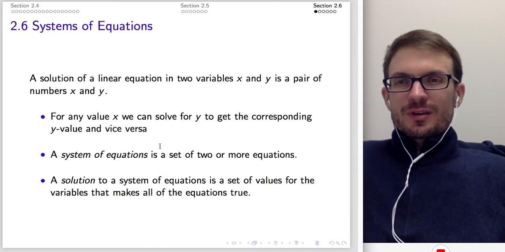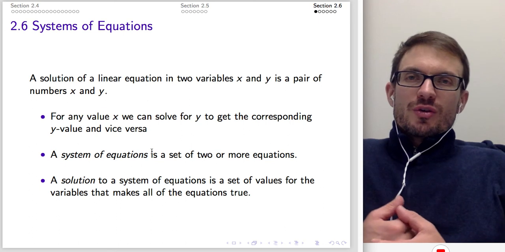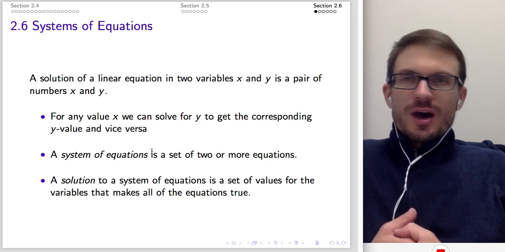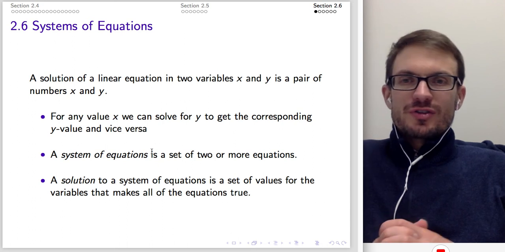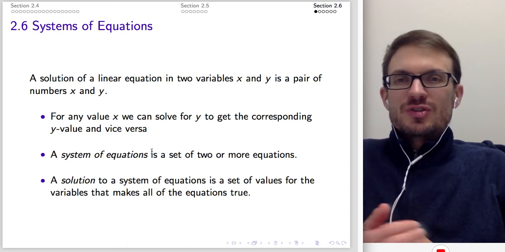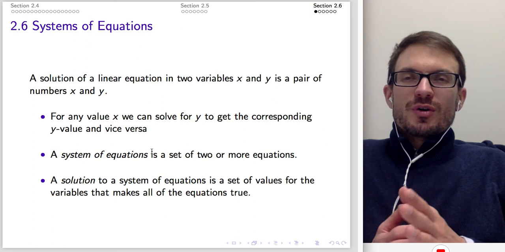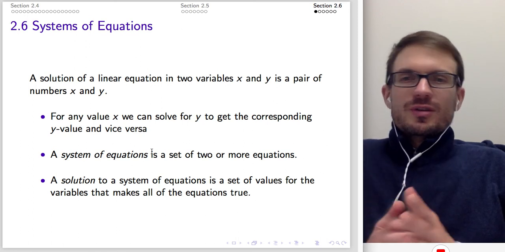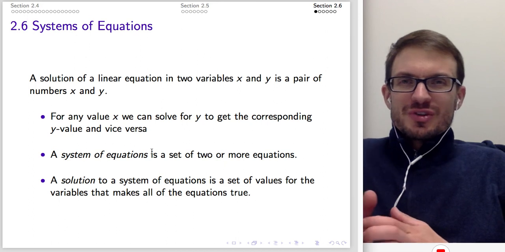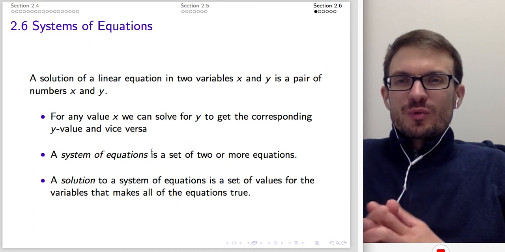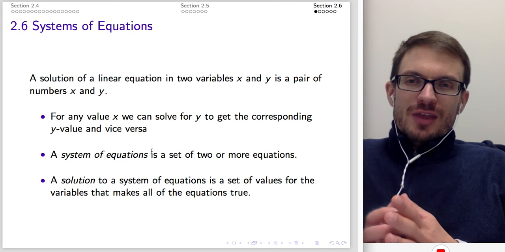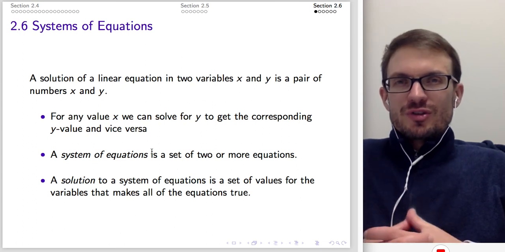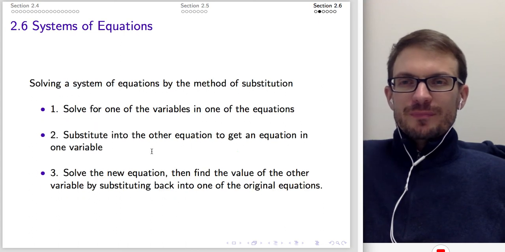Okay. And the last thing is solving systems of linear equations. So for any x, we can solve for the y to get the corresponding y value and vice versa. A system of equations is a set of two or more equations, usually two, but in some cases we could have as many equations as we want. It's a very unwieldy system to have to deal with. And then a solution to a system of equations is just a set of values for the variables that makes all the equations true. Okay.